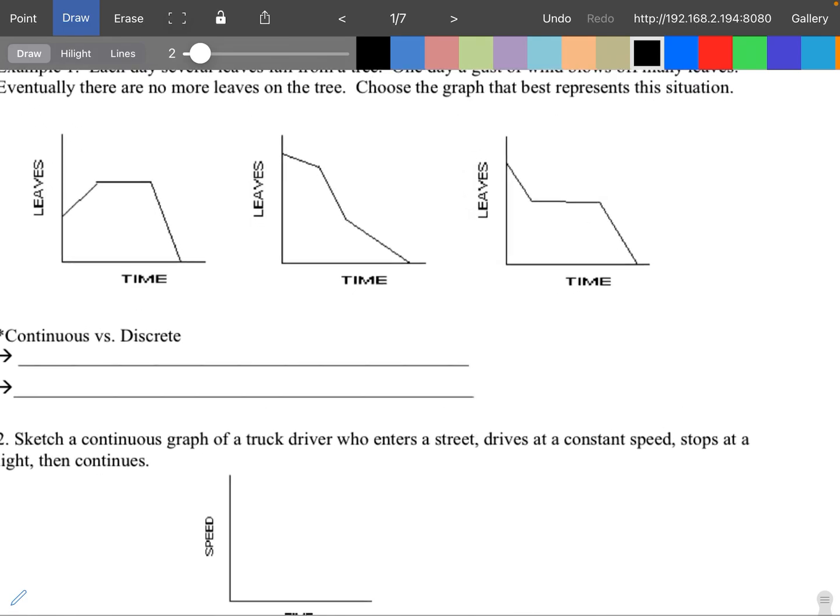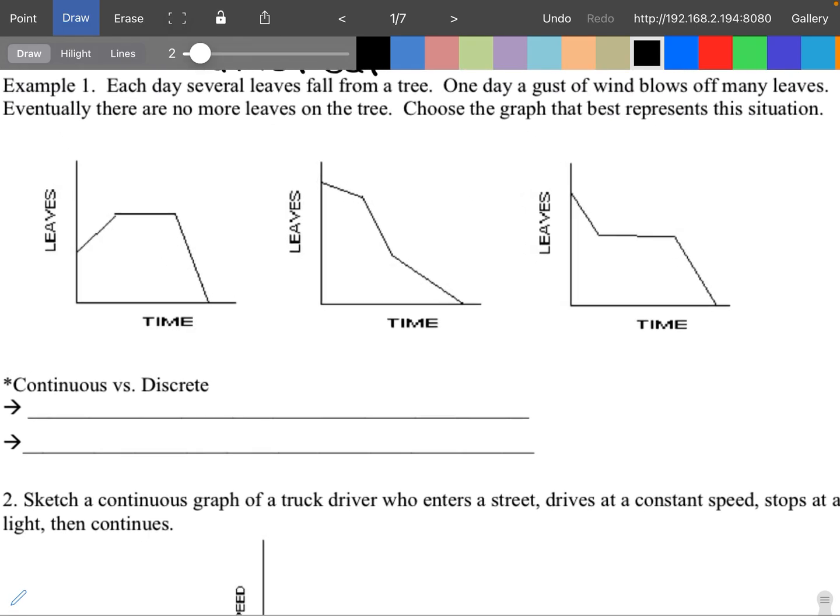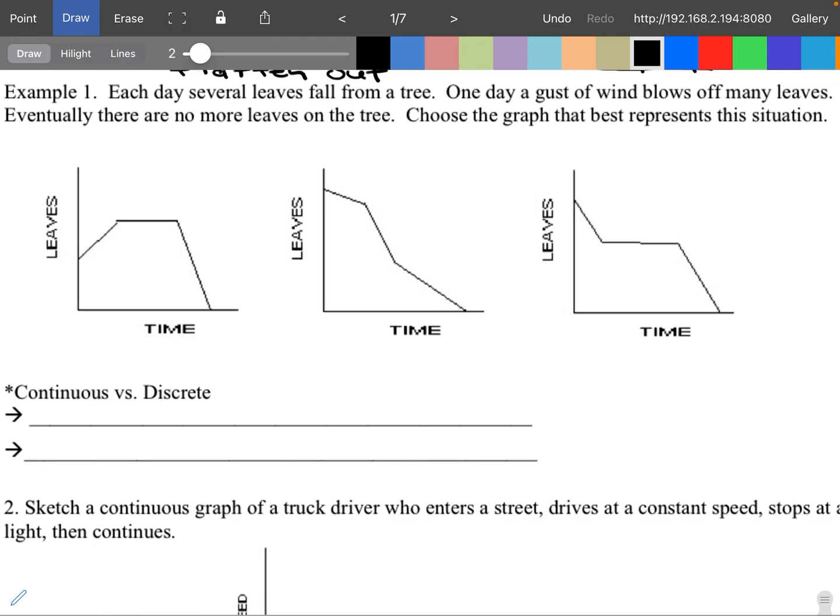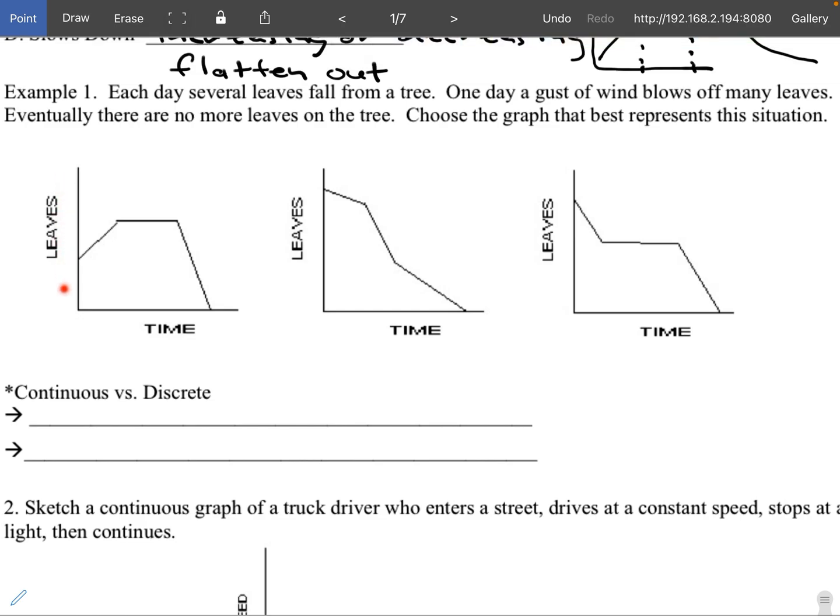All right, so then the next example, they give you a situation and you have to match it to the graph. You just circle which graph matches it. You guys got all that stuff so far? So example 1 here. It says leaves are falling from a tree. Well, I guess we should note first, on the y-axis here, you have the number of leaves. And then on the x-axis, you have time. And then it says each day the leaves are falling. Then one day there's a gust of wind that blows off a whole bunch of leaves. And then eventually the number of leaves is 0.